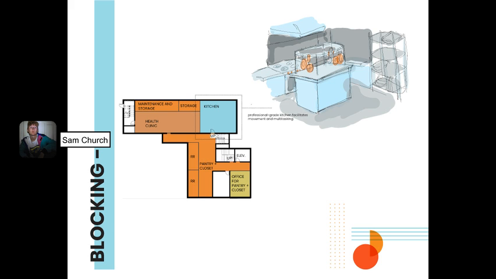Blocking diagrams are plan views used to indicate where a program will be placed within the structure. I placed these spaces in the basement because they're likely to receive significant traffic but may not need natural light as much as other parts of the program.